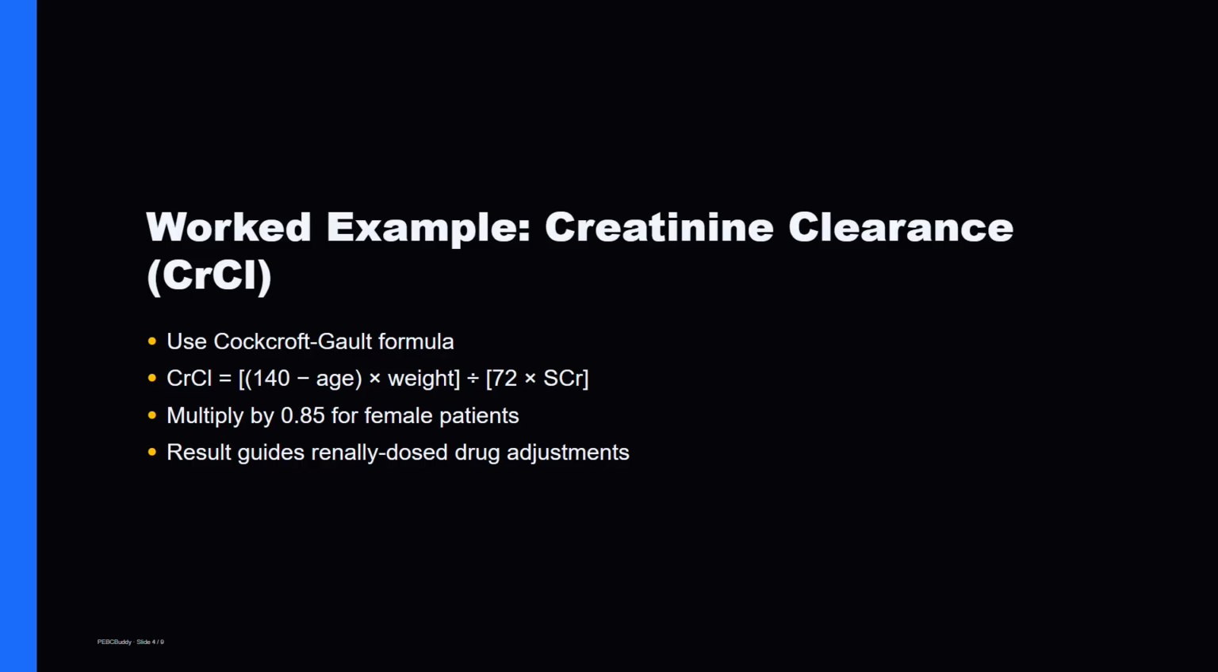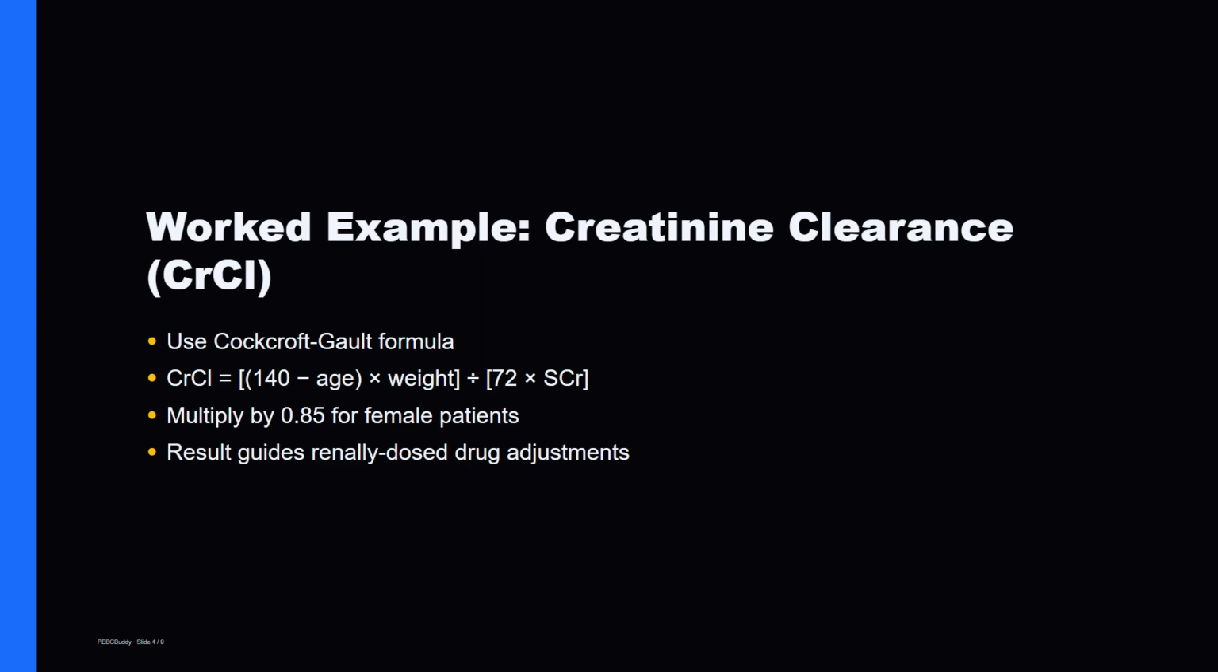Creatinine clearance comes up frequently in pharmacokinetics questions. The Cockcroft-Gault formula looks intimidating but has a clean structure. 140 minus the patient's age, multiplied by their weight in kilograms, divided by 72 times the serum creatinine in milligrams per deciliter. If the patient is female, multiply the whole result by 0.85.